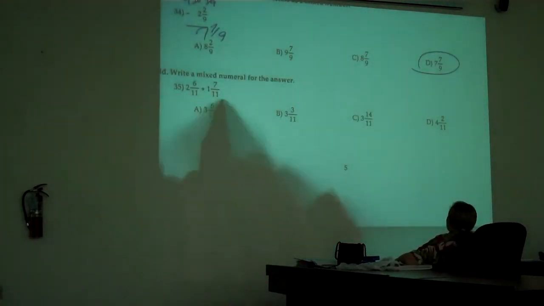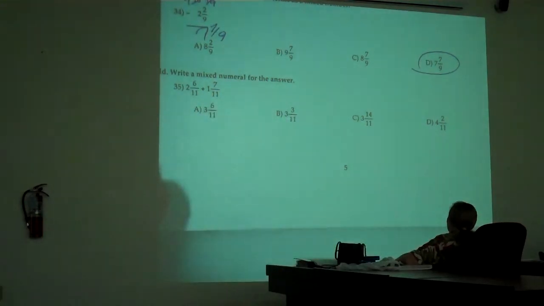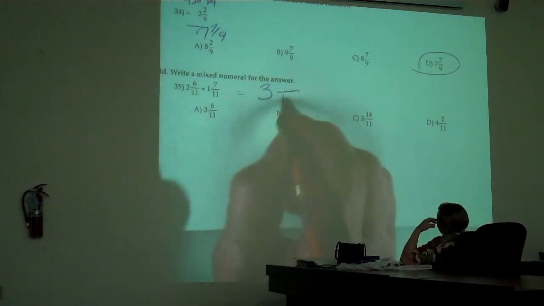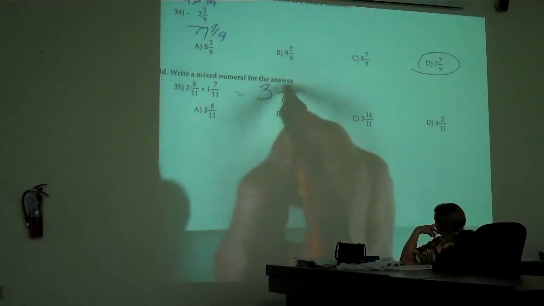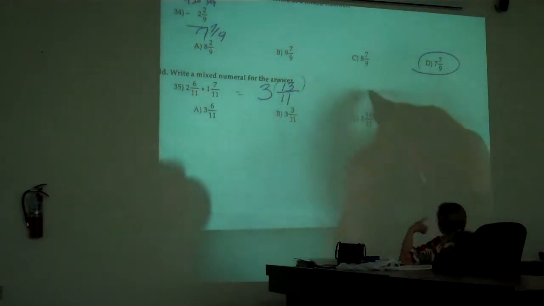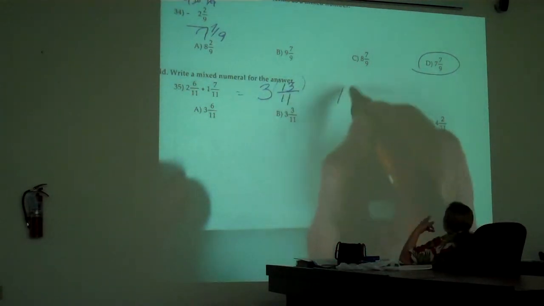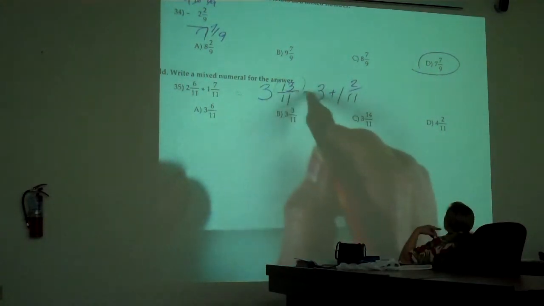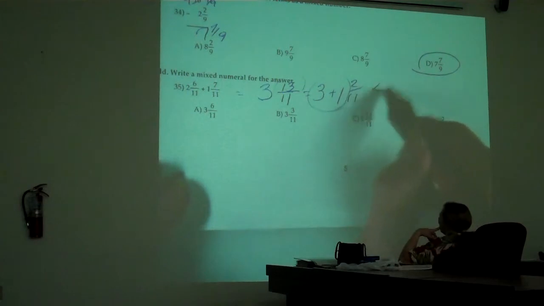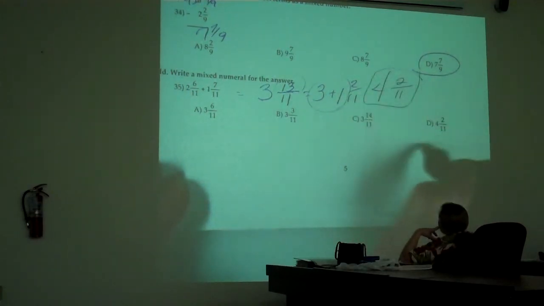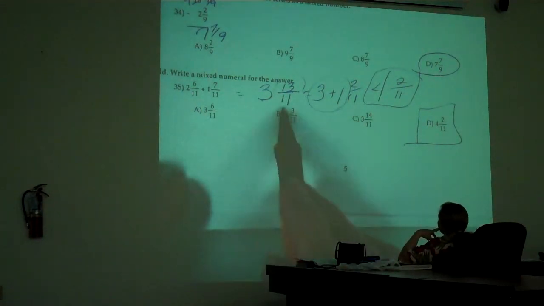Okay, we're going to be adding, so we already have a common denominator, no big deal. 2 plus 1, 3. Well, 13 elevenths. That's 1 and 2 elevenths. So you have 3 plus the 1 and 2 elevenths. That's 4 and 2 elevenths. Everybody see that? Yes. Okay.